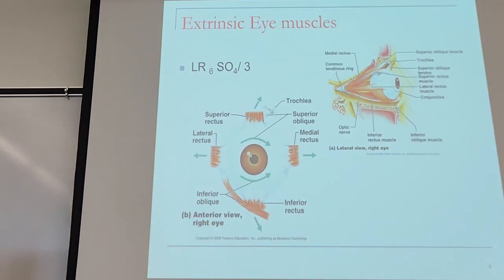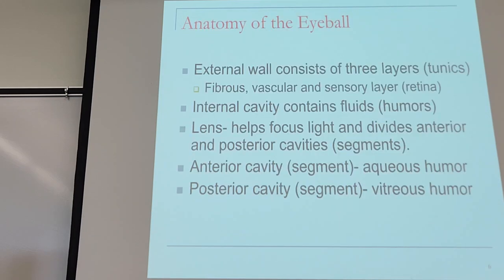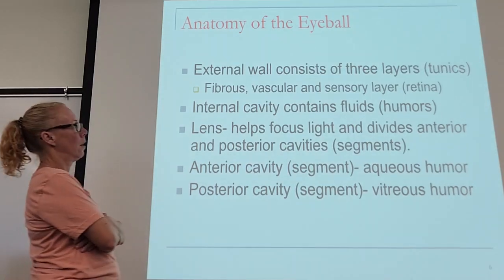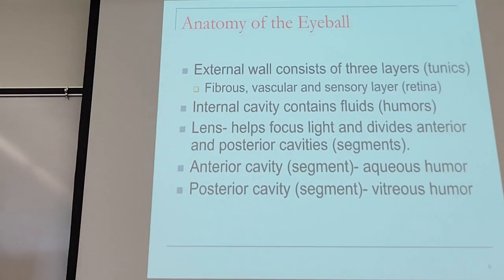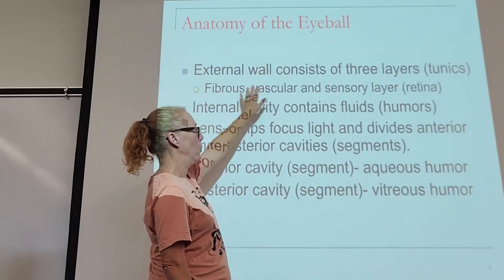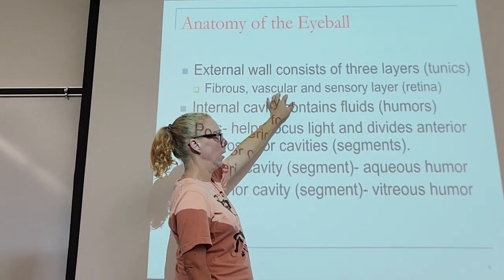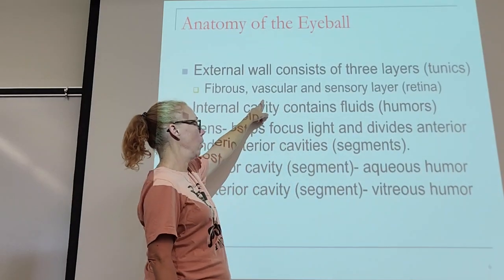Extrinsic eye muscles we cover in lab, so you can just skip these two slides for our purposes here. As far as the eyeball itself is concerned, we know that there are layers involved with the eyeball as an organ. We have an outer fibrous layer, we have an intermediate vascular layer, and an inner sensory layer, which we call the retina. What do we call the vascular layer?